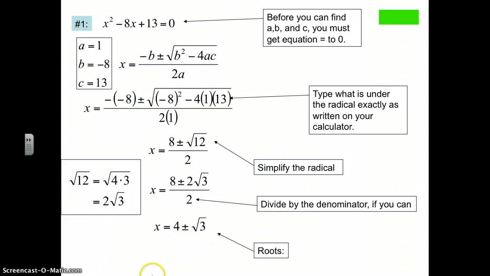And that, I'm sorry, is the roots of the quadratic. That's all it means. You can even write this as 4 plus radical 3 or 4 minus radical 3. Either way works.